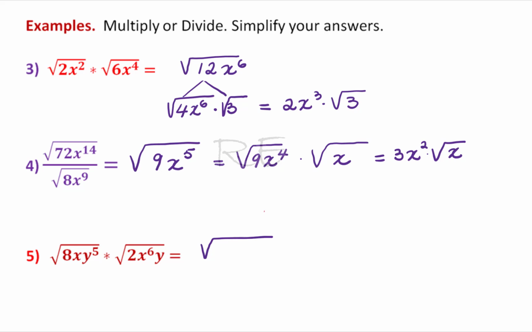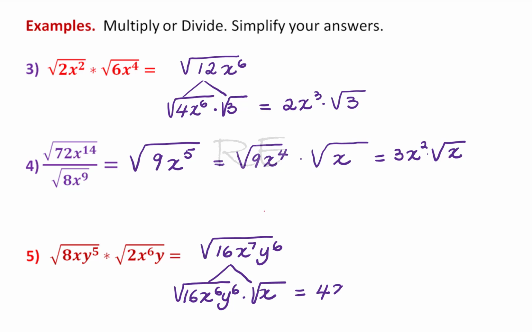We'll put everything together. 8 times 2 is 16. X times x to the 6th, x to the 7th. Y to the 5th times y, y to the 6th. 16 is perfect. X to the 6th is perfect. We're left with x. And y to the 6th is perfect, even exponent. The square root of 16x to the 6th y to the 6th is 4x cubed y cubed times the square root of x.